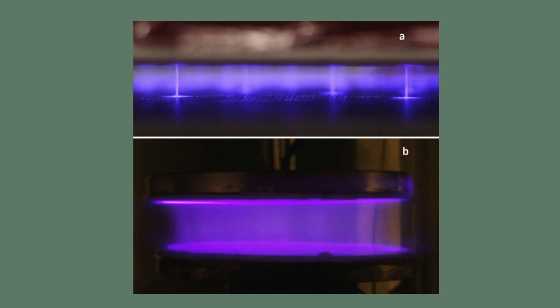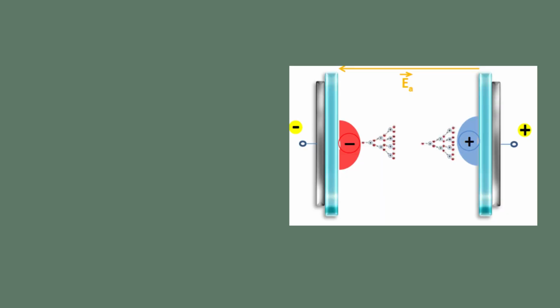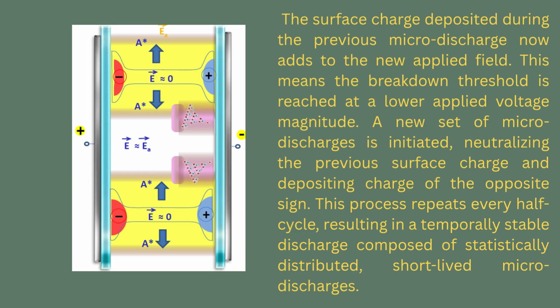During the subsequent half-cycle of the applied AC voltage, the polarity reverses. The surface charge deposited during the previous microdischarge now adds to the new applied field. This means the breakdown threshold is reached at a lower applied voltage magnitude. A new set of microdischarges is initiated, neutralizing the previous surface charge and depositing charge of the opposite sign. This process repeats every half-cycle, resulting in a temporally stable discharge composed of statistically distributed, short-lived microdischarges.